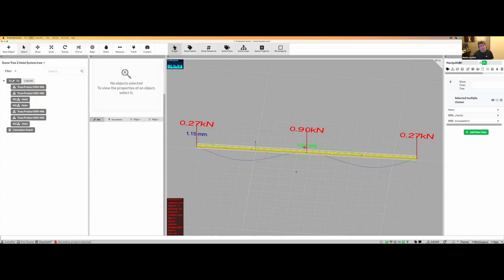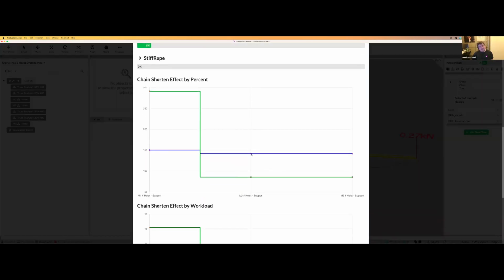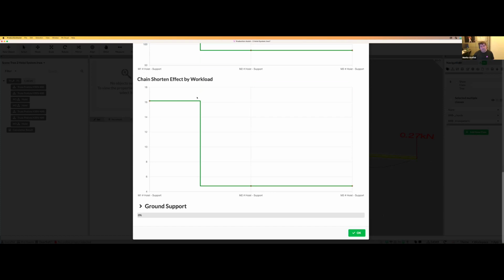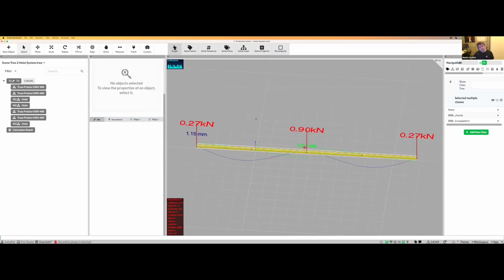And calculate effect from chain shorten with this basically checks for each of the calculations what's happening if you're moving the hoist a little bit up. So how much does the load change, and gives you an indication of the actual workload changes of this. This is a really simple system with not much that can change in here. That's why you're not seeing that much with this.